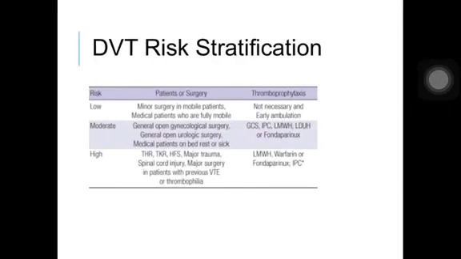DVT risk stratification. This is one way to classify DVT risk and how to manage each risk level. For the low risk group, thromboprophylaxis is not necessary and early ambulation is the way to go. For the moderate risk group, either mechanical measures can be taken or pharmacologically. And for the high risk group, both pharmacological measures and mechanical methods should be taken.